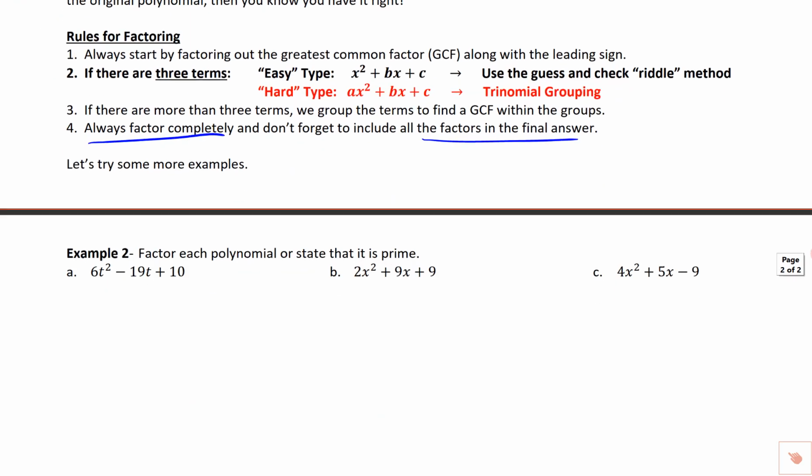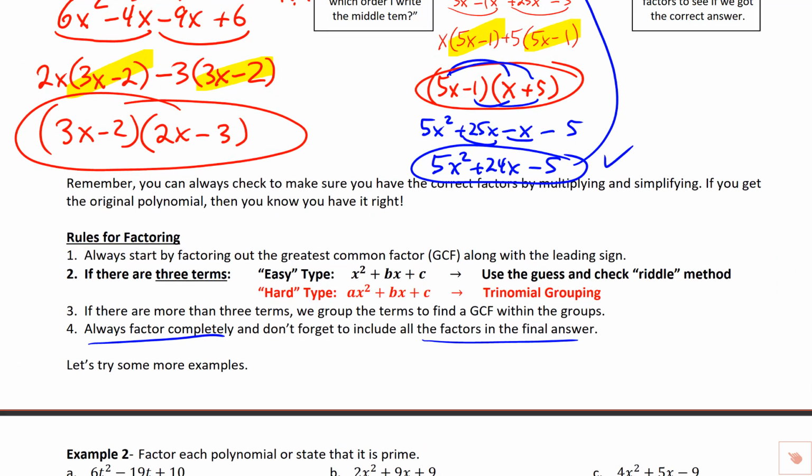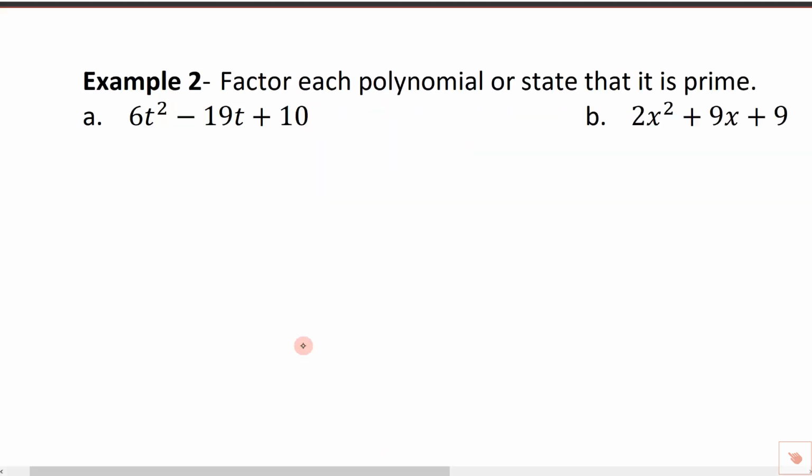So I'm going to flip the page over here, and let's take a look at a few more examples. So we're on the back side, and the instructions are the same: factor each polynomial or state that it is prime. We may have some here that turn out to be prime, so let's take a look. So we're going to do the coefficient times the constant. We multiply those two together, and we get 60. Now we need some numbers that multiply to be 60 that combine to be negative 19.